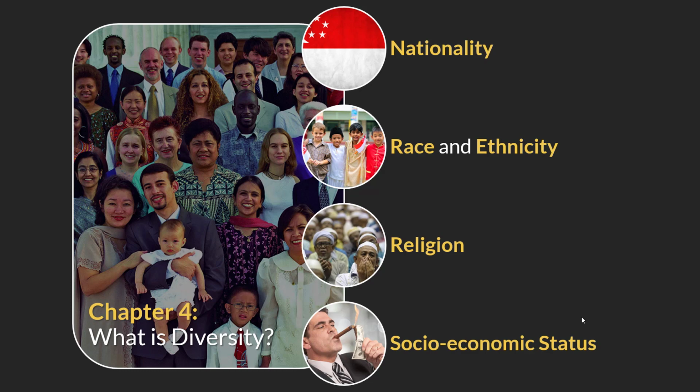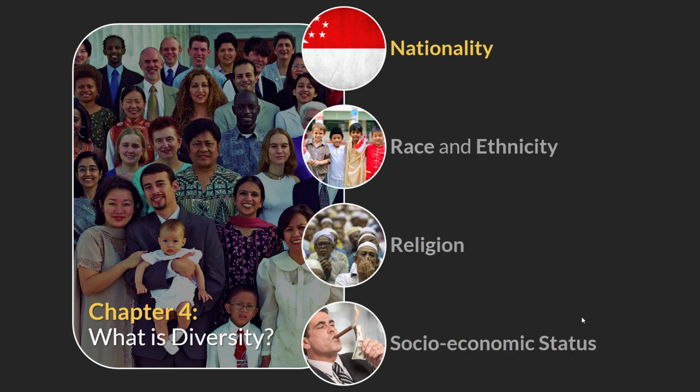Let's take a look. What is diversity? Before we can even explore the idea of diversity and whether it's achievable, we need to know what is diversity. In Singapore, there is really a lot more diversity than what is mentioned here, and we really focus on 4 ideas and 4 issues. They are nationality, race and ethnicity, religion, and socio-economic status. Of course, there are more, but we will be exploring these main 4 in Singapore.